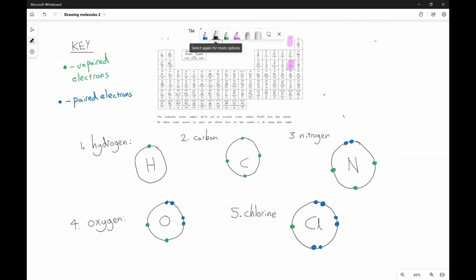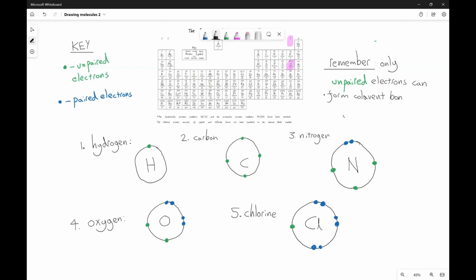Really important you know these 5 electron configurations. And remember, for bonding, only the green unpaired electrons can form bonds. The lone pair of electrons can never form bonds.